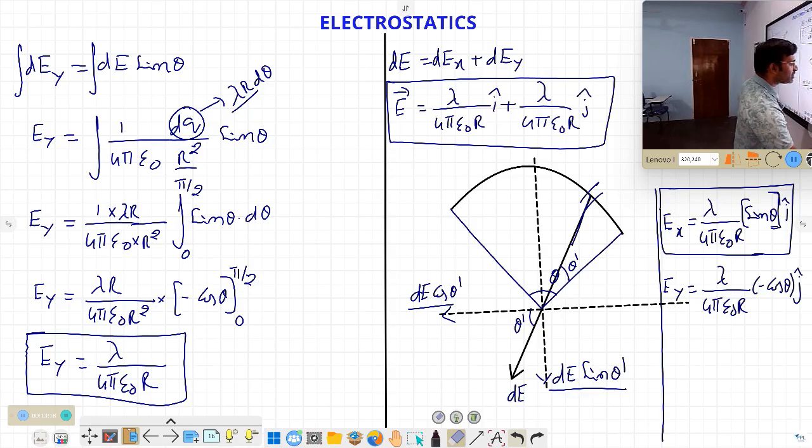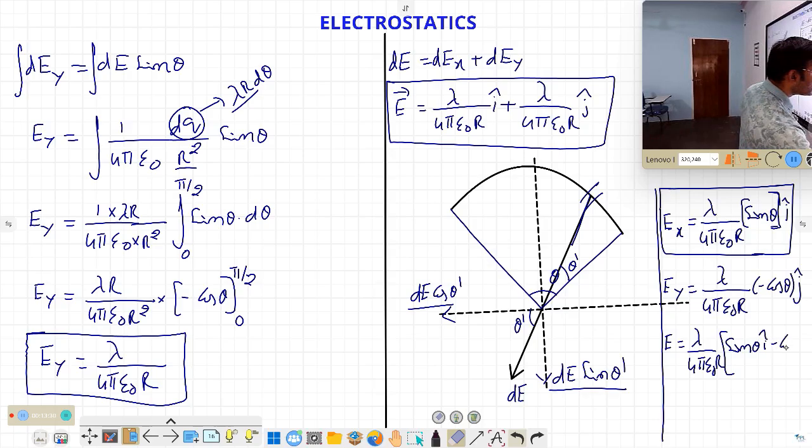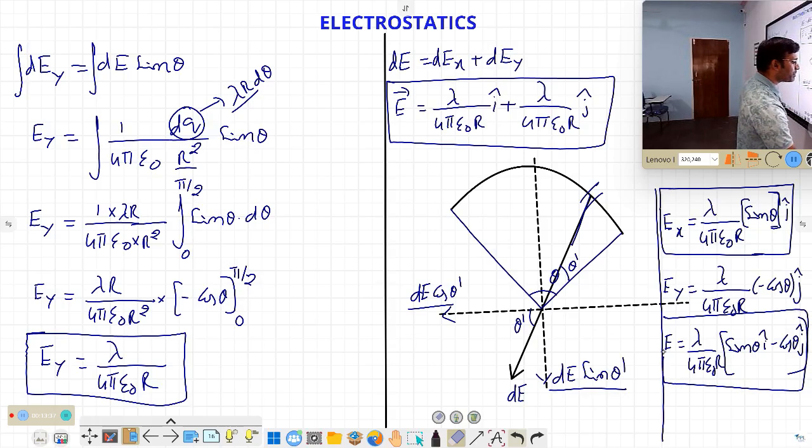So I can write the total equation: electric field intensity is equal to lambda by 4 pi epsilon naught r, and if you take common, I can write it as (sin theta i cap minus cos theta j cap). This is the electric field intensity due to a curved wire subtending any angle at the center. Now you can apply this formula to calculate the electric intensity due to a curved part of a charged ring, or charged arc.